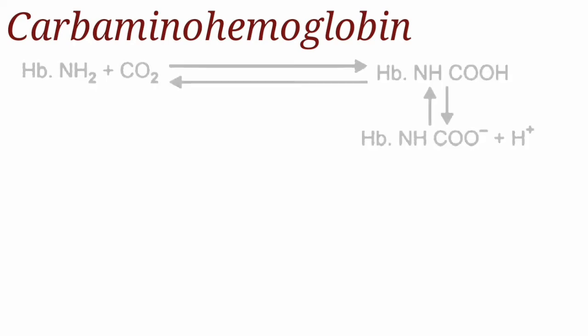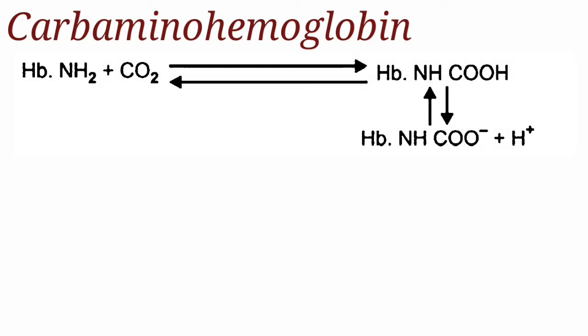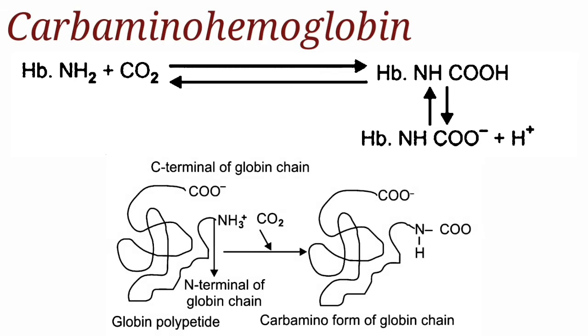Coming to the third type of normal hemoglobin derivative, carbaminohemoglobin, also called carbhemoglobin. It is a derivative of hemoglobin with carbon dioxide. So when carbon dioxide binds with hemoglobin, it forms carbaminohemoglobin. The affinity of hemoglobin for carbon dioxide is 20 times more than for oxygen.